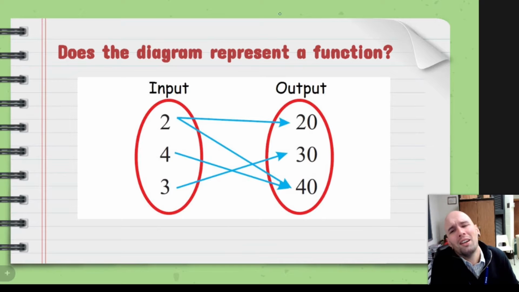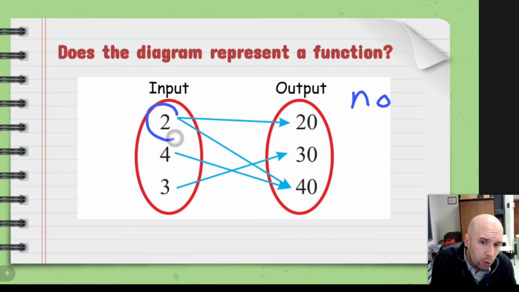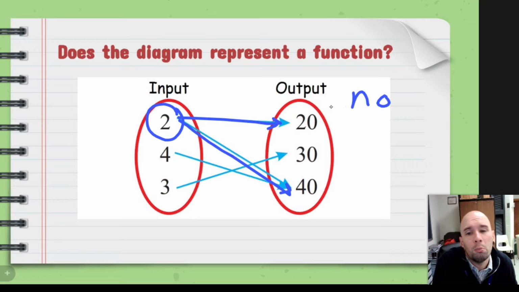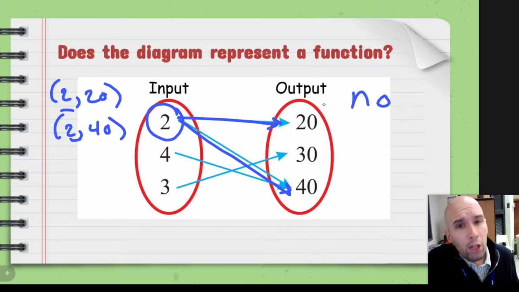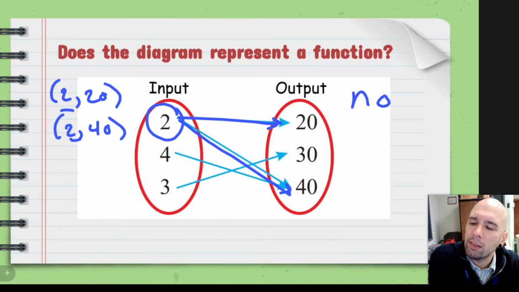Does this diagram represent a function? No. Because see that input? That's an x value. Inputs are x values. That input is going to two different numbers. So that x is being used twice. If I were to write these out as points, I would have 2, 20 and I would have 2, 40, which means 2 is used twice, which means this ain't a function. Nice, easy.